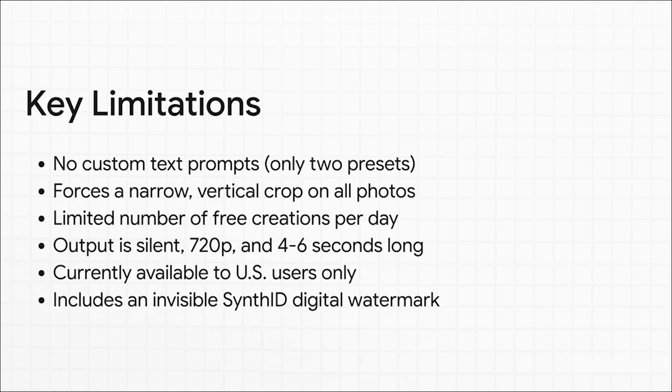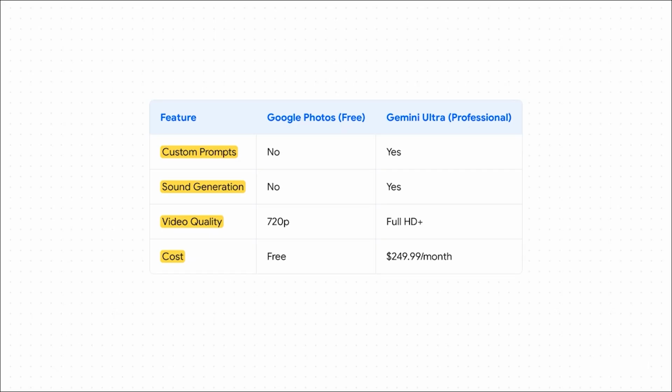Then there are the practical limits. You only get a few shots at it per day. The videos it makes are low-res 720p, they have no sound, and they're only about 4 to 6 seconds long. Oh, and for now, it's only for people in the US. And the final catch? Google slaps an invisible digital watermark called SynthID on everything, so they can always tell it was made by AI. And this is where it all starts to make sense. You have to look at the free version next to the pro version. For about $250 a month, yes, a month, professionals get the real deal. Custom prompts, sound, full HD video, the whole shebang. The free thing in your Photos app is not even in the same league. It's a tiny, tiny fraction of the real thing. And that's completely on purpose.